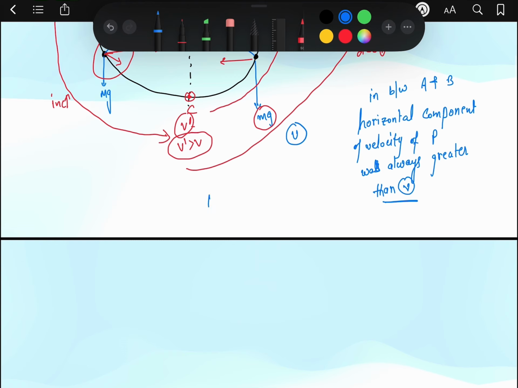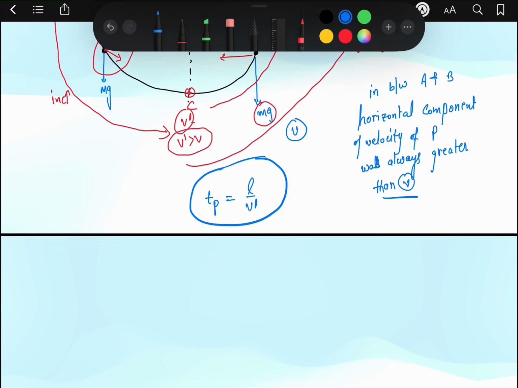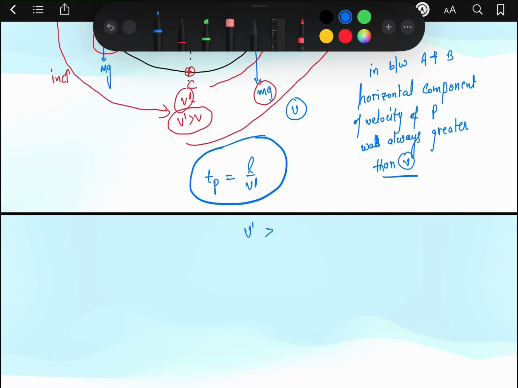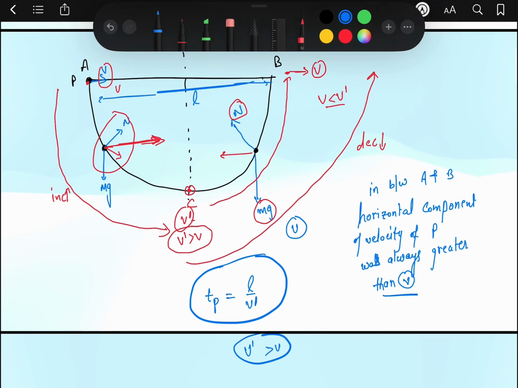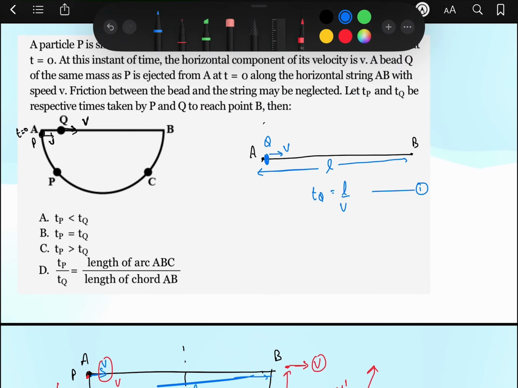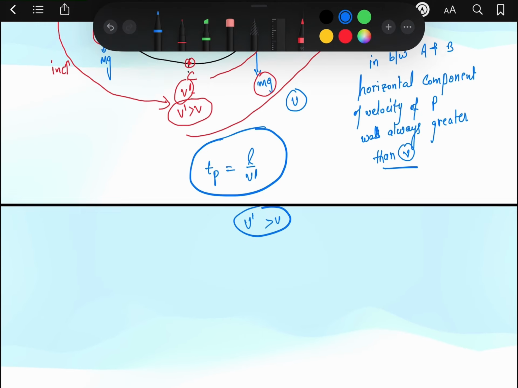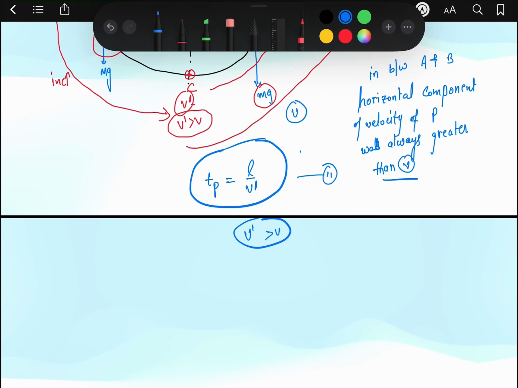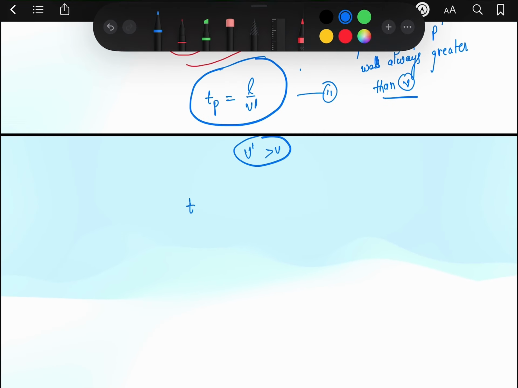So here I can clearly write, if the distance between A and B is L, then the time taken by this particle P to come from A to B will be equal to L by this velocity. Let me call it v dash. I am just giving it a connotation here, v dash. Here v dash was always greater than v, the horizontal component velocity. So from equation number 1, that Tq was there, and this is our equation number 2, I can clearly say that Tp will be less than Tq.